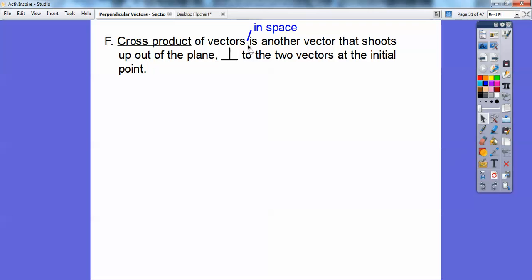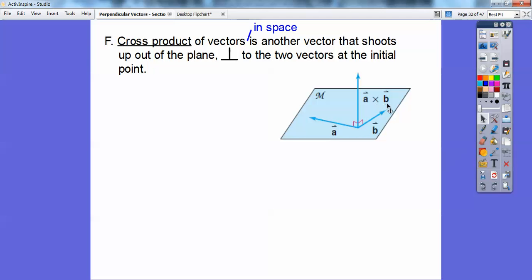So the cross product in space is another vector that shoots straight up out of the plane, and it's perpendicular to 2 vectors at their initial point. Here's a picture right here. If you have vector A over here and vector B over here, they're not necessarily perpendicular, although they look like they are here. But the cross product is perpendicular to this vector and to this vector at the initial spot right there. It goes straight up perpendicularly outside the plane.